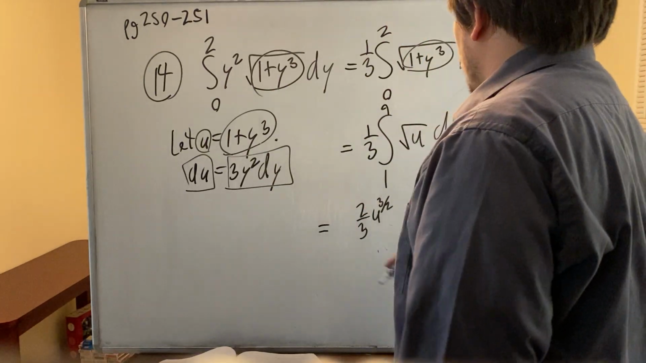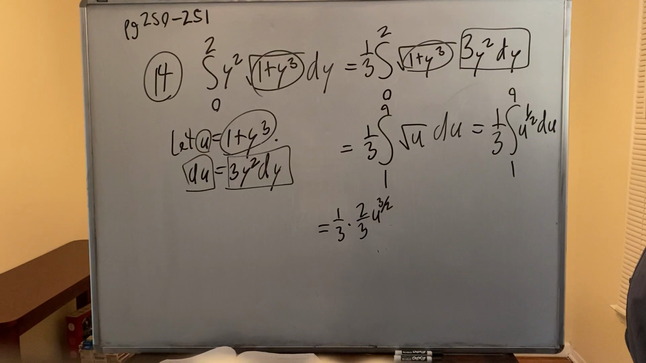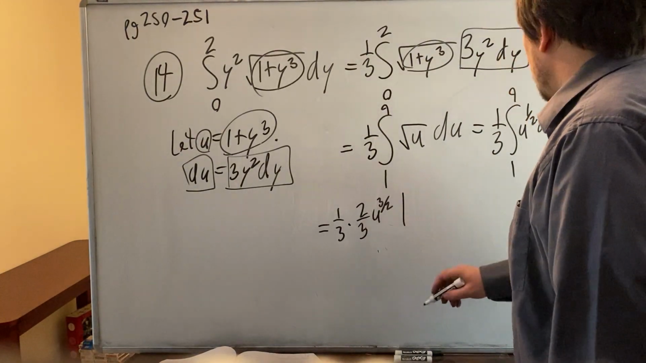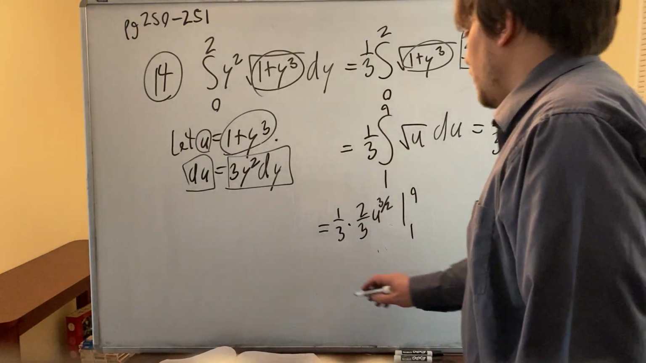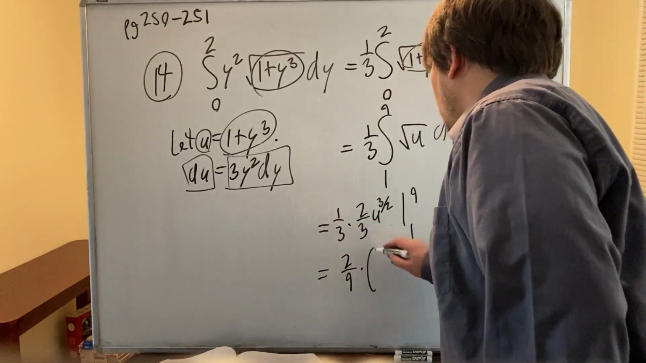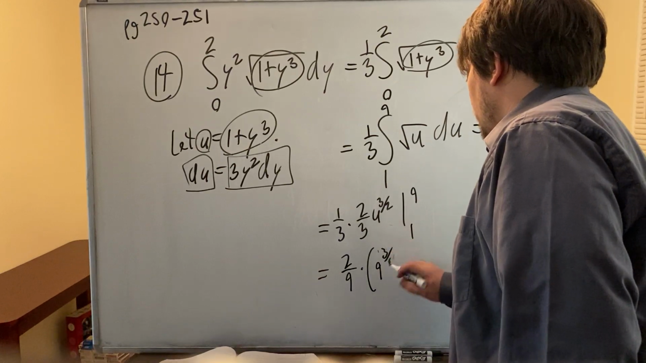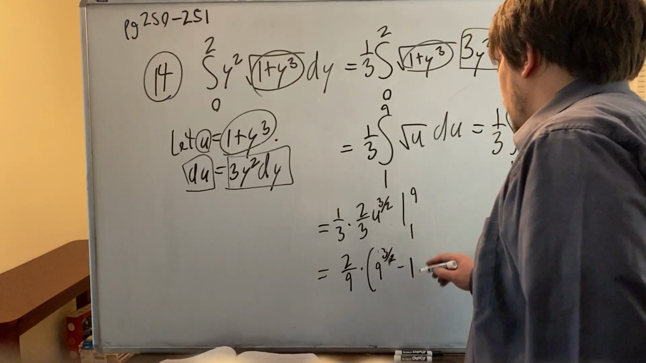But we have the 1/3 already. So this is 1/3 times the 2/3 u to 3/2. And we're evaluating it from 1 to 9. I'm going to move the constants out. This is 2/9 times 9 to the 3/2 minus 1 to the 3/2.